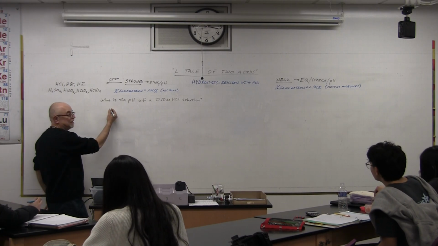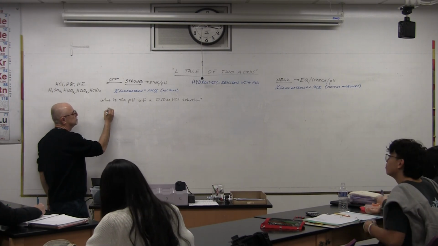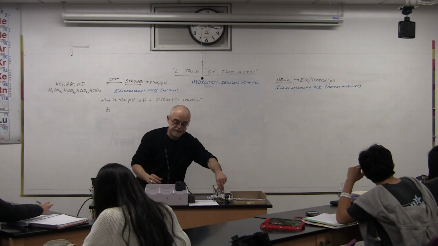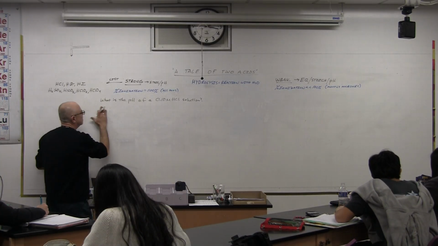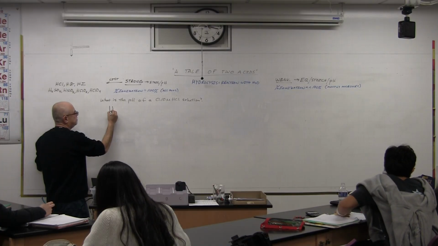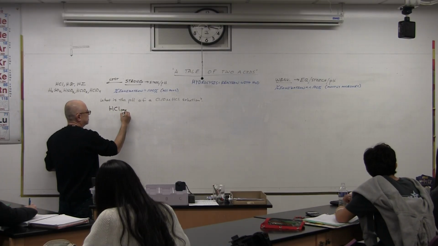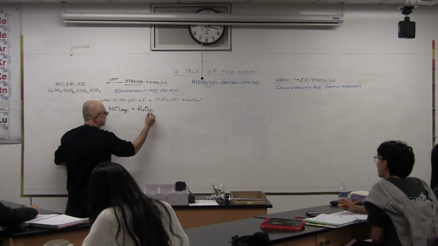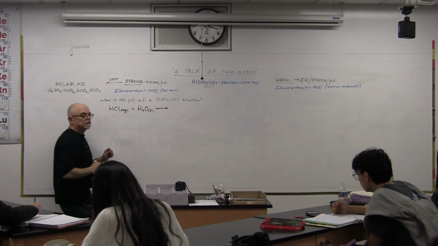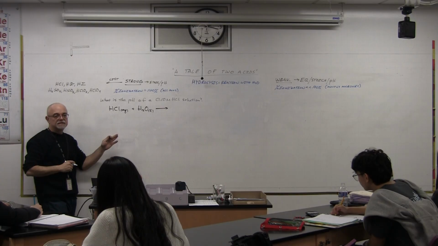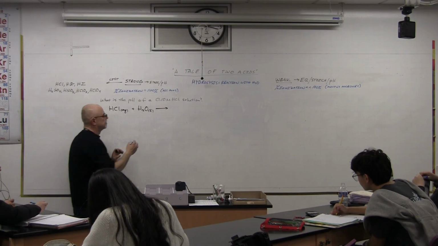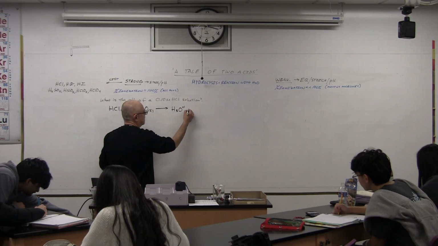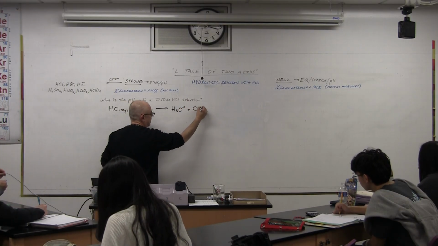So I'm going to write the equation as HCl, hydrochloric acid, which is aqueous. You put it into water, which is liquid. One-way arrow, because this is going to go 100% to ions. It's strong. And that's what makes these easier. You get the hydronium, and then you get the conjugate base chloride.